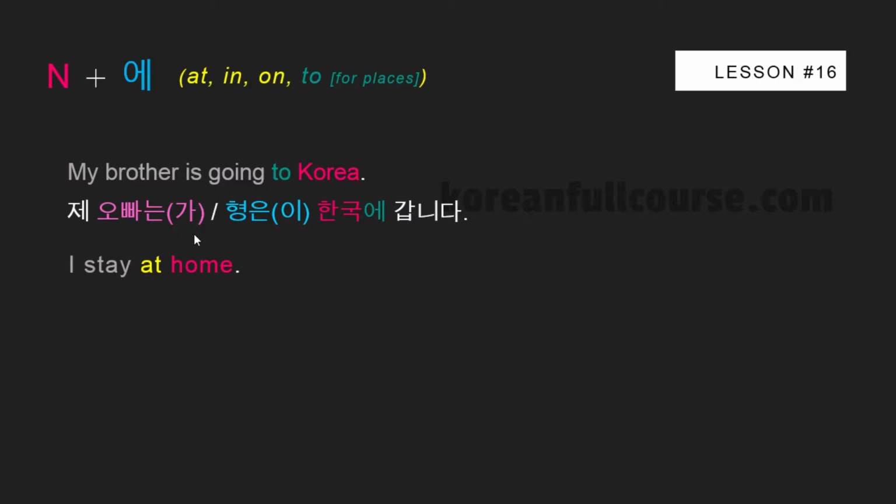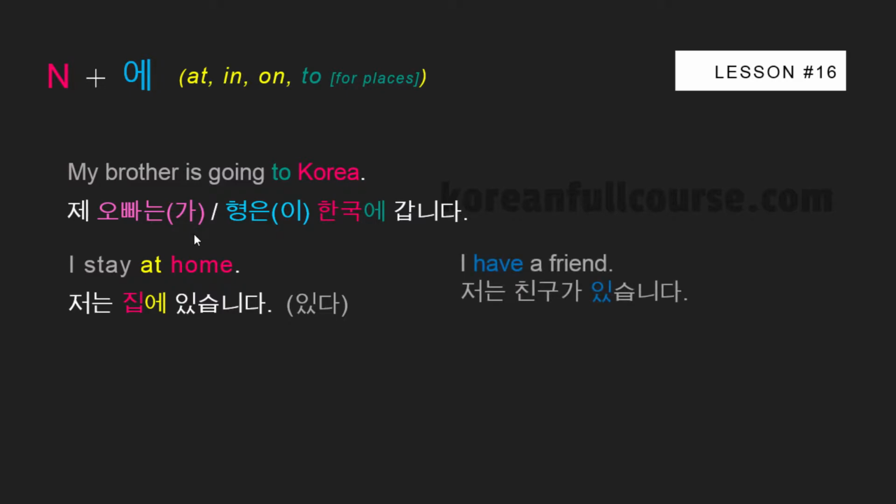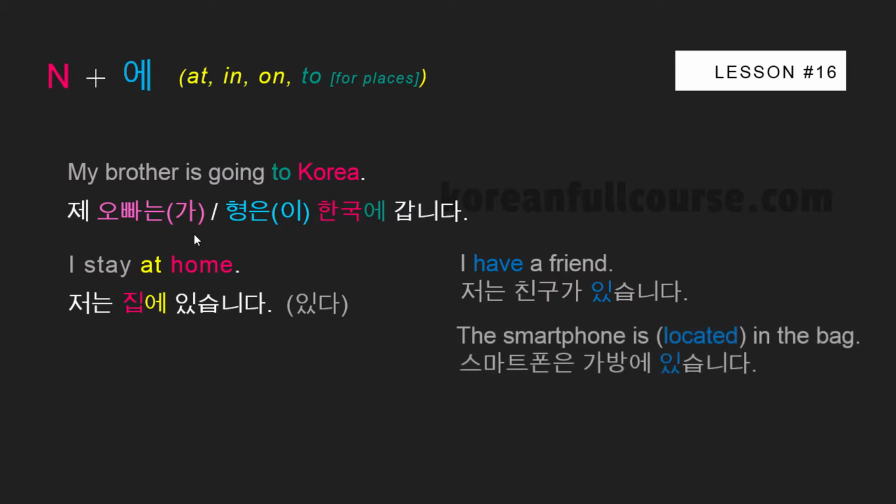Okay, the next example is I stay at home. 저는 집에 있습니다. 저는 is I, 집 is home or house, and 있다, most frequently, is translated as the verb to have. For example, I have a friend. 저는 친구가 있습니다. Or when you want to say that something or somebody is located somewhere, you also need to use the verb 있다. The smartphone is in the bag. 스마트폰은 가방에 있습니다. I stay at home. I'm at home. 저는 집에 있습니다.